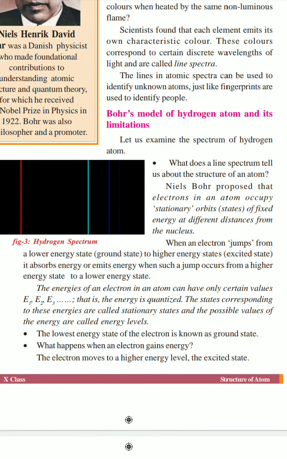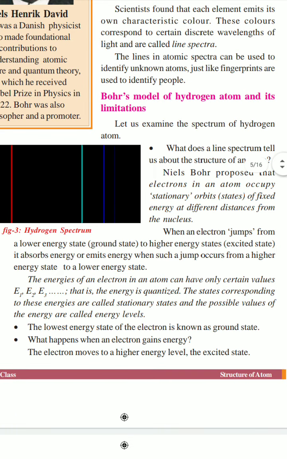The energy of an electron in an atom can have only certain values, which are taken as the energy levels E1, E2, E3 and so on. That is, the energy is quantized. The states corresponding to these energies are called stationary states, meaning fixed states, and the possible values of energies are called the energy levels.